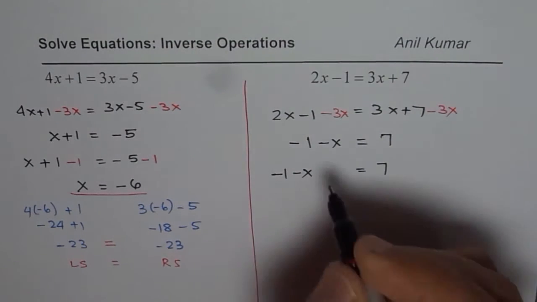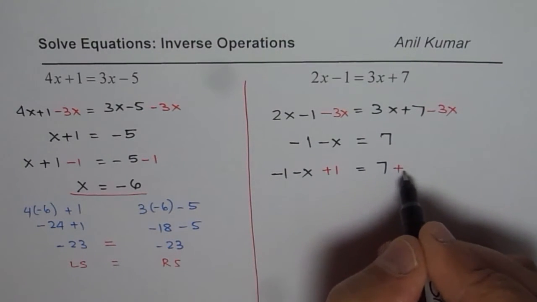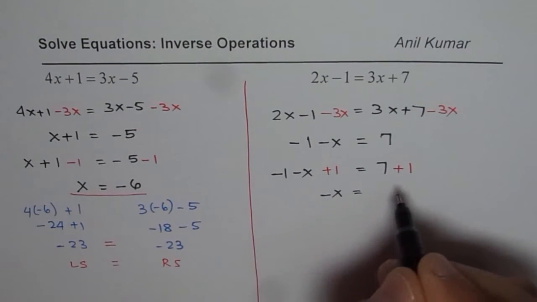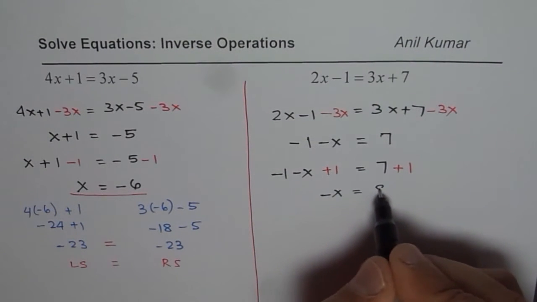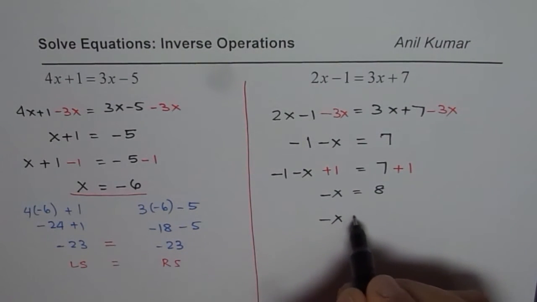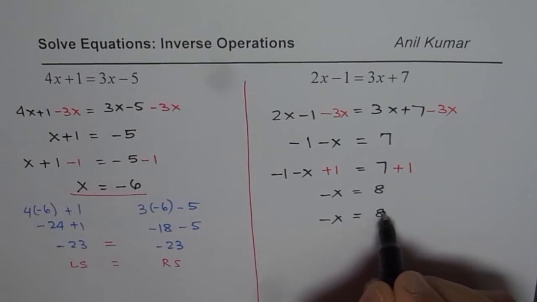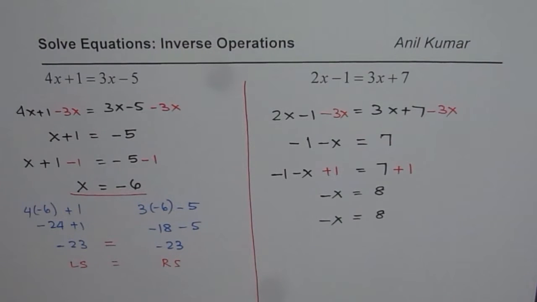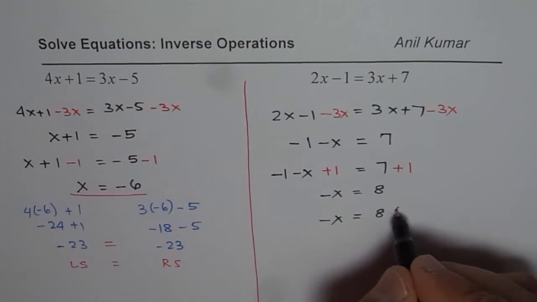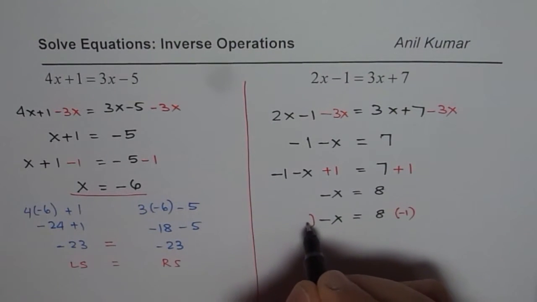So you have to add 1 on both the sides. Once you do that, you get minus x equals 7 plus 1, which is 8. Now we need x, not minus x. So what should we do? We can either multiply by minus 1 or we can divide by minus 1, right? So think as if we are multiplying by minus 1 on both sides, right?